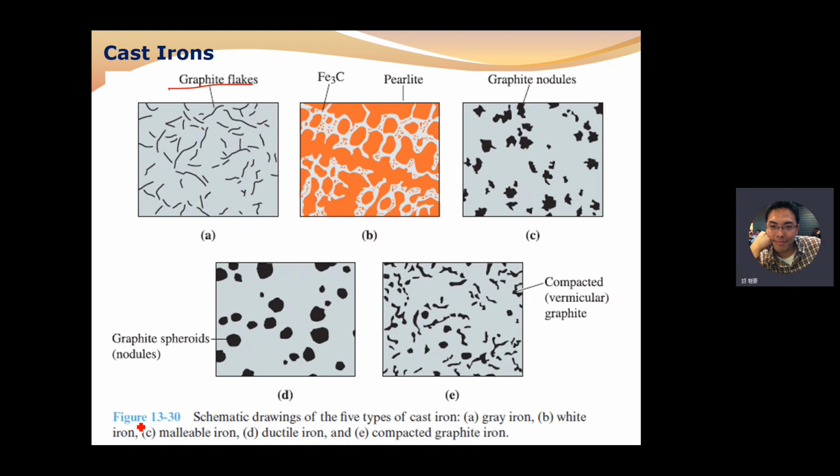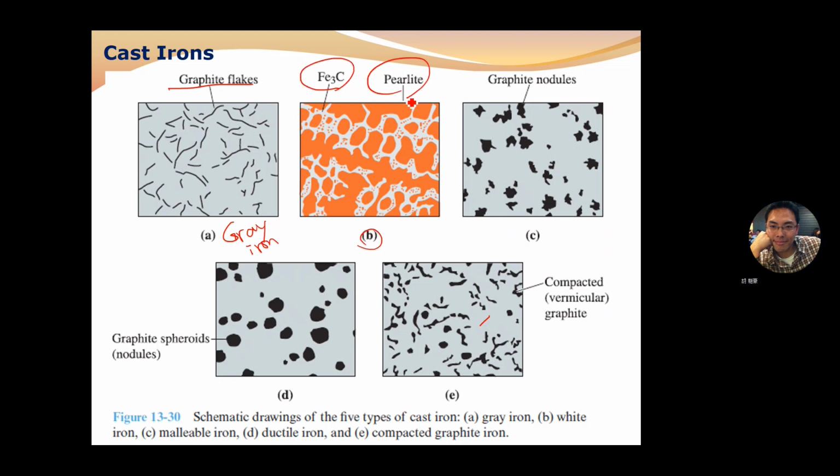Okay, it's a gray iron, cast iron. So how about the second one, figure B? Which type is this? Well, here it says cementite and pearlite. Right, cementite and pearlite, so it must be white iron, or white cast iron.